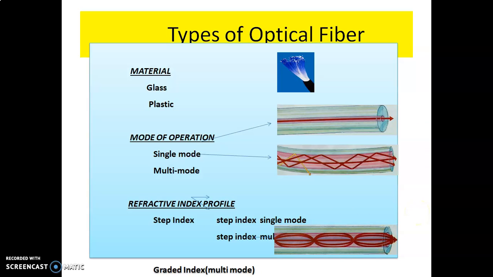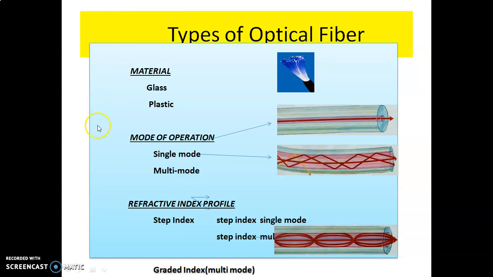Hi guys. So far we have seen the structure of optical fiber, and we have seen the numerical aperture and acceptance angle. Now we are going to see the classification of optical fiber according to material, that is the composition of material, glass and plastic, according to the mode of operation, and according to the refractive index. You know what is refractive index? I will tell you in detail in the later slides.